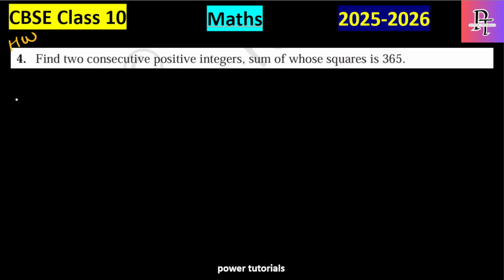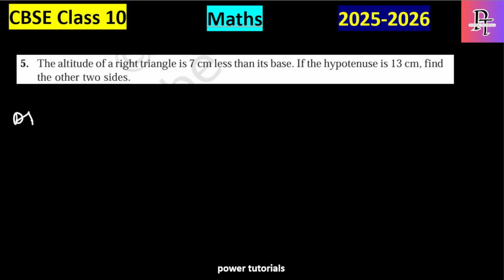So let's say the fourth one. The fourth one I kept as homework. It is two consecutive integers. The hint I will provide: two consecutive integers means if one is x, the other will be x plus 1. The sum of whose squares is mentioned, so you need to just square it. x square plus x plus 1 whole square is equal to 365. Use the a plus b whole square formula and then you can solve it. Okay, moving to the next, the fifth one.